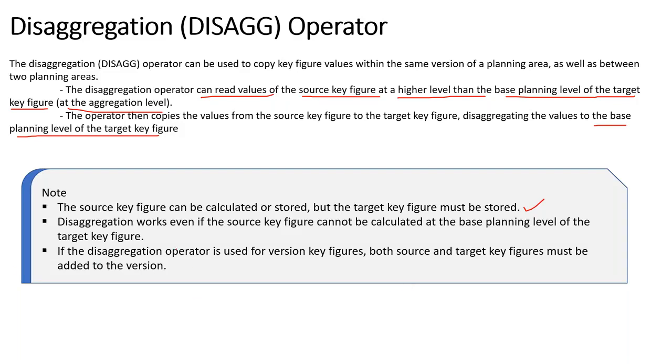It is saying that it is the same as with the copy operator. If you are using it for version specific key figures, both source and target must be added to the version. Like if the source is in multiple versions, the target also has to be in the same versions. Otherwise, the operator run would fail because both the key figures have to be in the version.